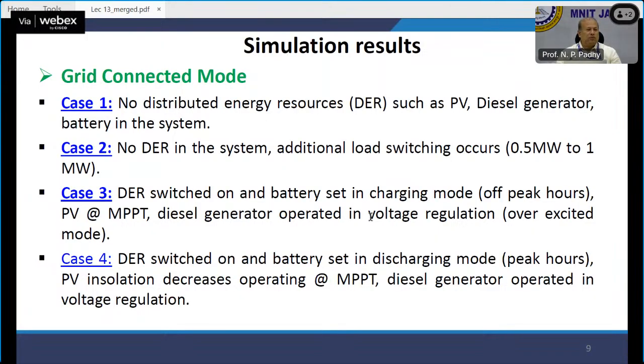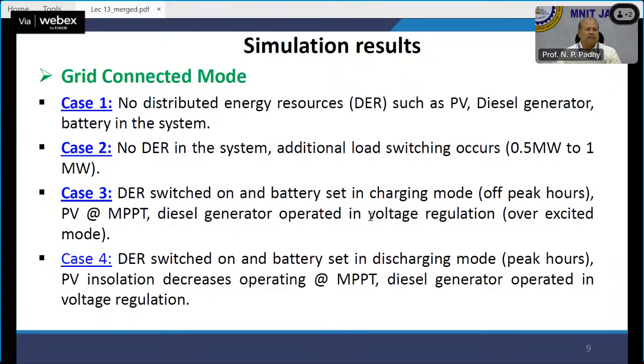So if I like to simulate the previous system, there are 4 cases I can create. All of you please remember, then I'll show you the simulation results. Case 1, where no distributed energy resources such as PV, diesel generator, battery are in the system. Simply load and grid, okay? The second case, no DER in the system, but the load is now changing from 0.5 megawatt to 1 megawatt. So there is a sudden load change. We'll see what is happening.